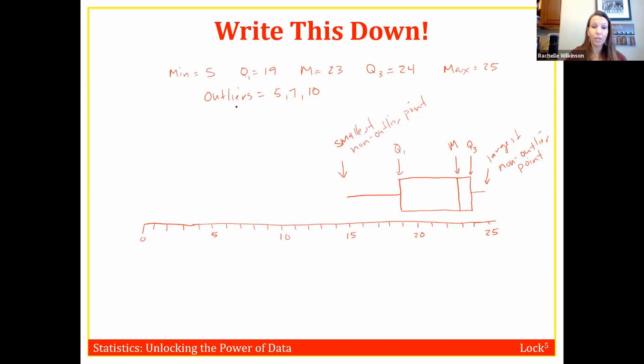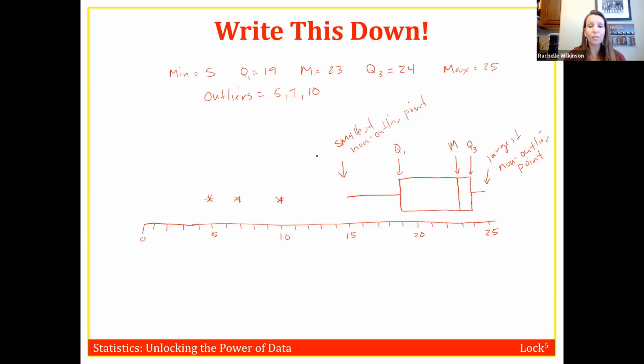All right, now all that I have left is I'm going to identify my outliers by using a little asterisk for them. So following kind of the same plane as this line here, I'm going to put a little asterisk at 5. I'm going to put an asterisk at 7, and I'm going to put another asterisk at 10. So that identifies that those points were outliers based on our rule. And that's it. That's my box plot.